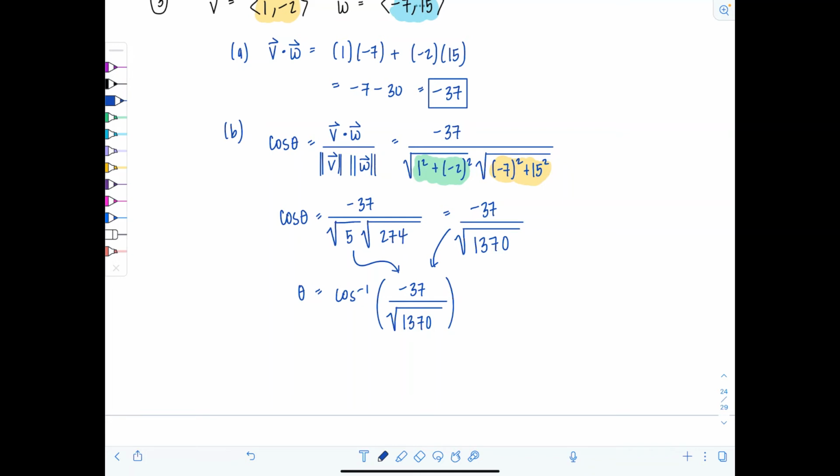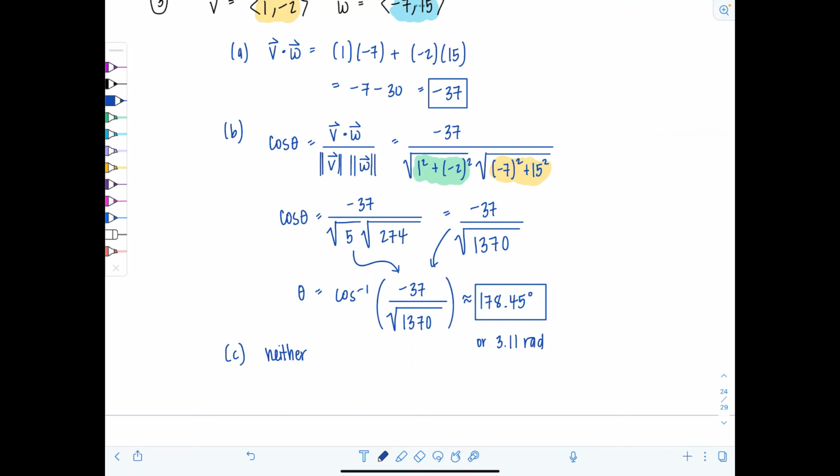Okay, so if we round to about 2 decimal places, this is going to be approximately 178.45 degrees. All right, or if your instructor wants radians, usually they don't, it's 3.11 radians. Okay, good. So part C, are these vectors parallel, orthogonal, or neither? They are not parallel, they are not orthogonal, they are neither, whatever you say.